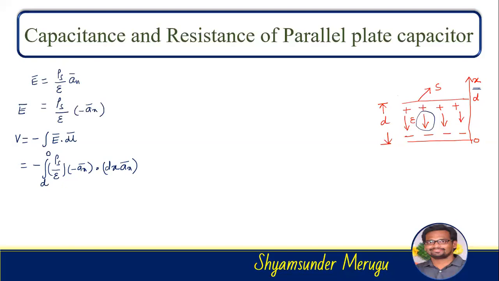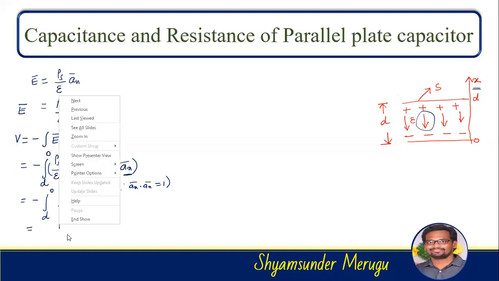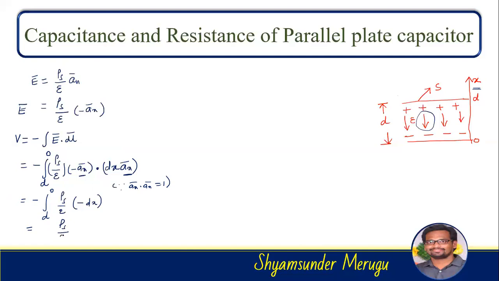Now the dot product between two similar unit vectors will always be 1, since ax bar dot ax bar will always be 1. So in this case, we can write minus of integration d to 0, then rho s by epsilon. Then here we have minus ax bar dot ax bar gives us 1, so minus dx we get here. So minus minus plus, no need to worry. And here rho s is a constant, epsilon is also a constant. Then integration d to 0, then it is dx.